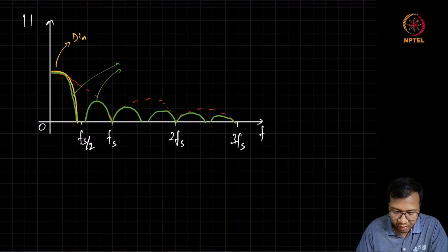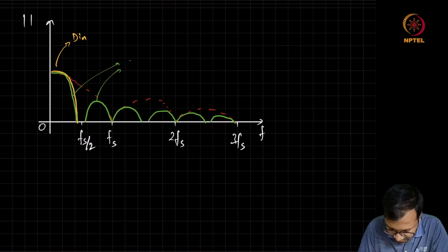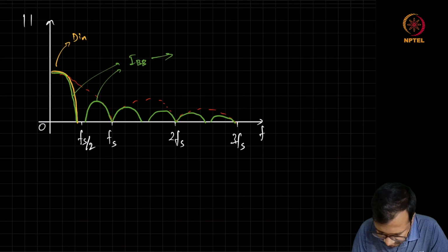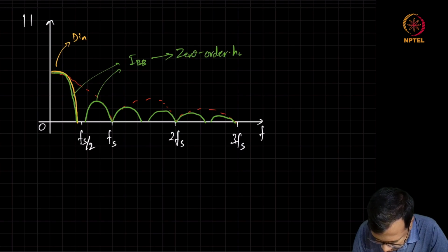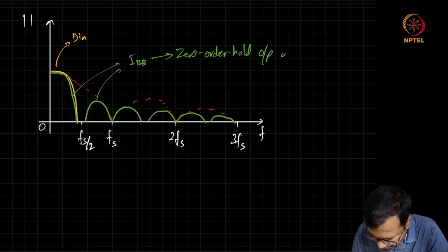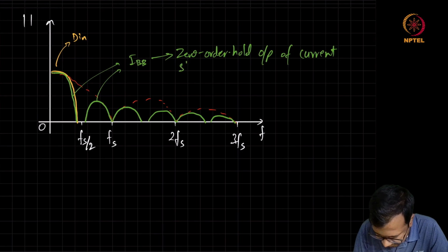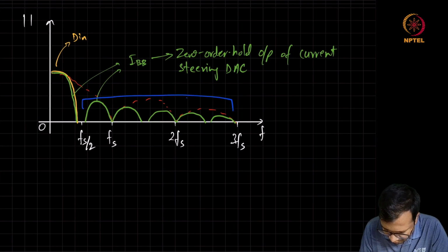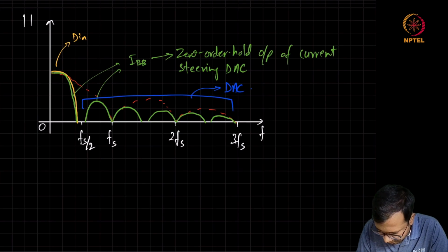So the plot in green shows the spectrum of the baseband current. And the baseband current is the zero volt output of the current steering DAC. So we can already see that all these images are going to be present. So these are DAC images.